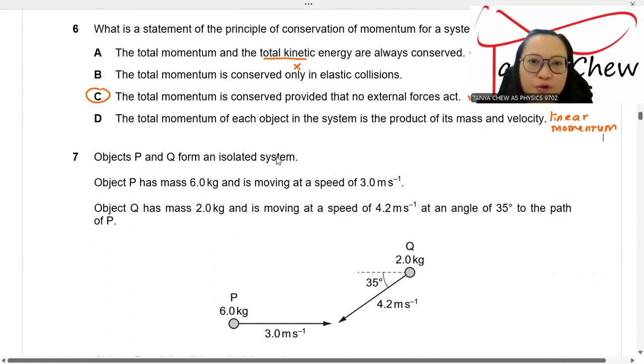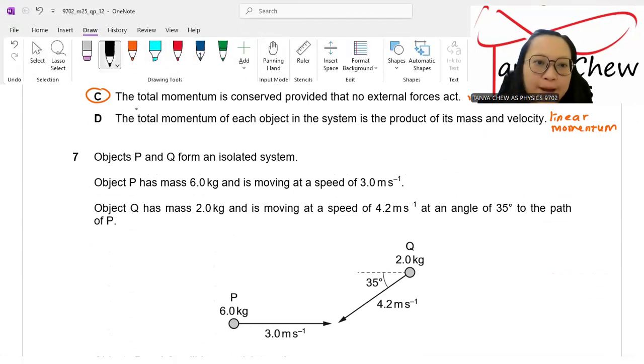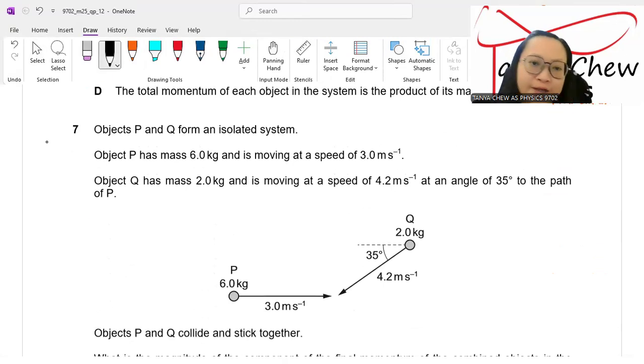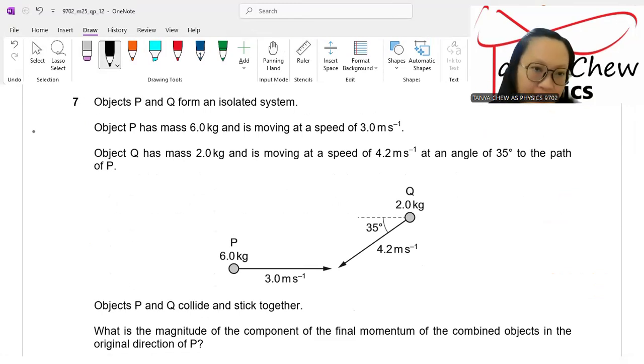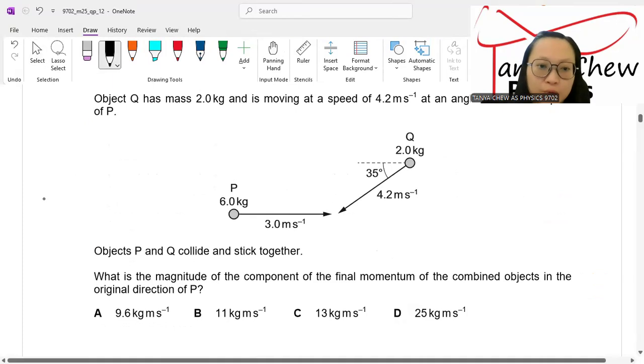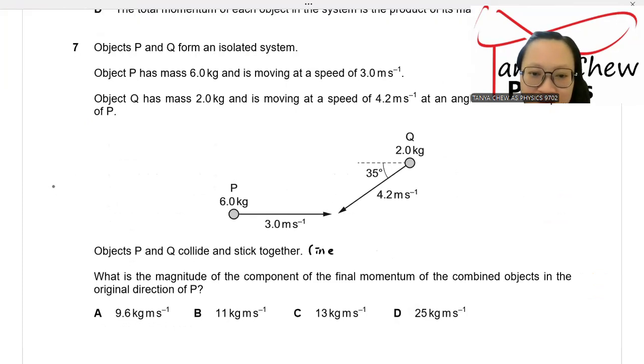Now let us move on to question number 7. Object P and Q form an isolated system. Object P has a mass of 6 kilogram and it is moving at a speed of 3 meter per second. Object Q has a mass of 2 kilogram and it is moving at a speed of 4.2 meter per second at an angle of 35 degrees to the path of P. Object P and Q collide and stick together, right? This is definitely an inelastic collision. I love to write that, to help me remember.